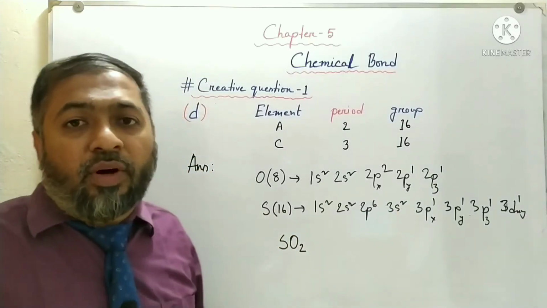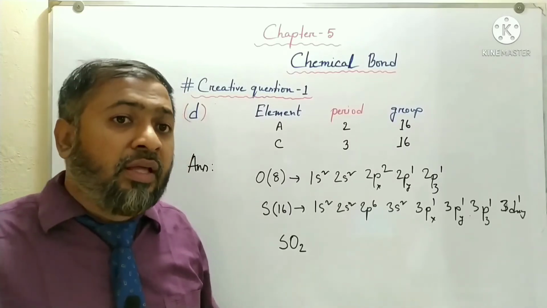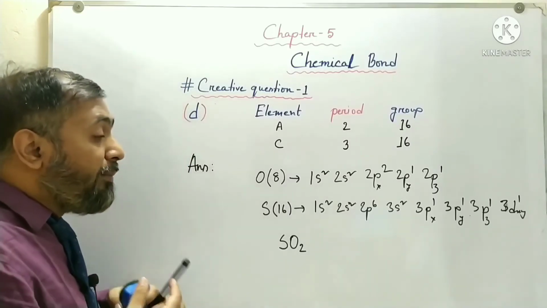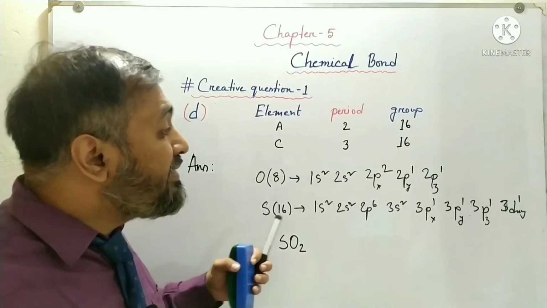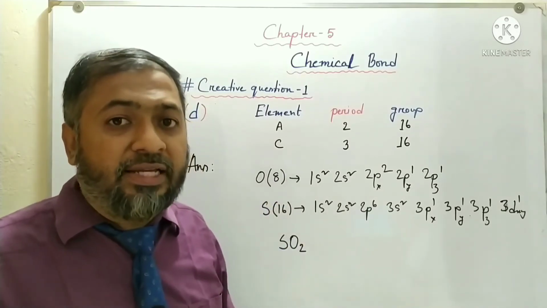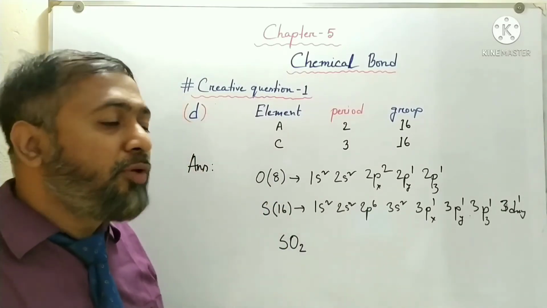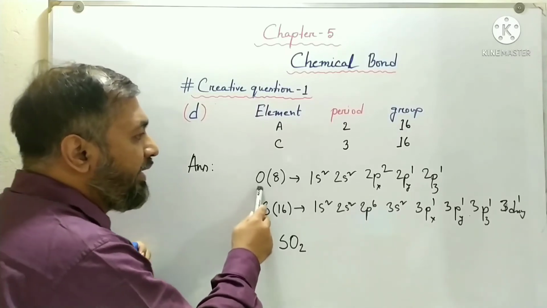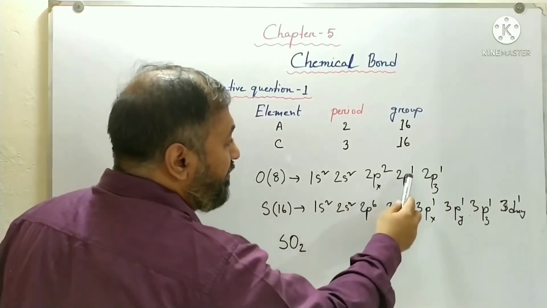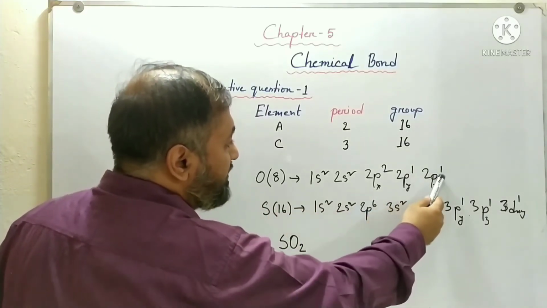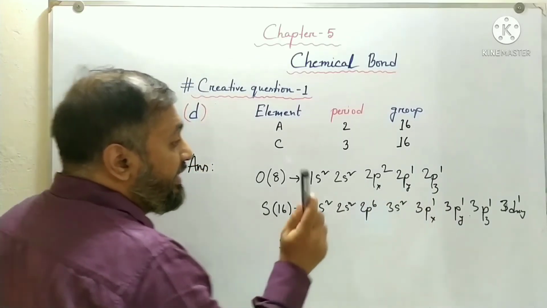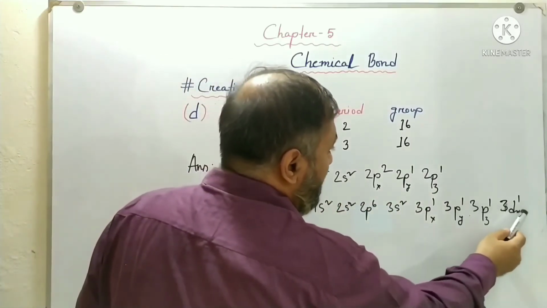Now come to the second one. What is actually a bond pair electron? The number of unpaired electrons present in the outermost principal energy shell is known as bond pair electrons. So here we can see 2 bond pair electrons are present in the case of oxygen, and in the case of sulfur there are 4 bond pair electrons present.